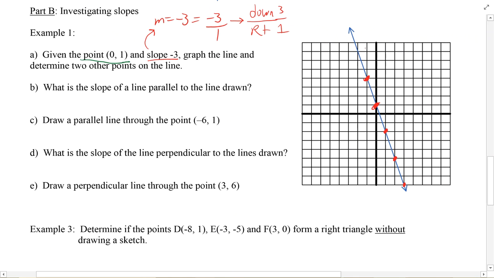So I can now find all these points by using the slope. I'm just counting with the slope. Okay. So this point here, I can tell you the values of all those points. What is the slope of a line parallel to the one you just drew? Right, m equals negative 3. Because they have the same slope. Okay. So now I want you to draw a parallel line that goes through negative 6, 1. So start by plotting that point, then use the slope. Go.